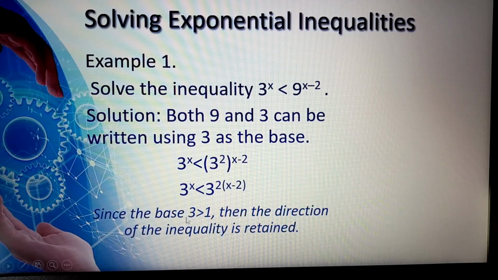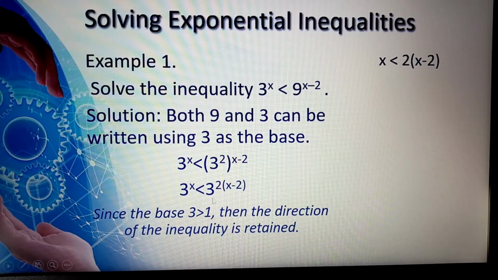Since the base 3 is above 1, more than 1, then according to our one-to-one property, the inequality symbol can be retained. Now, since their bases are the same, we can operate on their exponents. So the exponent on the left side is x. On the right side it is 2 times the quantity x minus 2. Continuing the operation, we distribute 2 to the quantity x minus 2, so it becomes 2x minus 4.